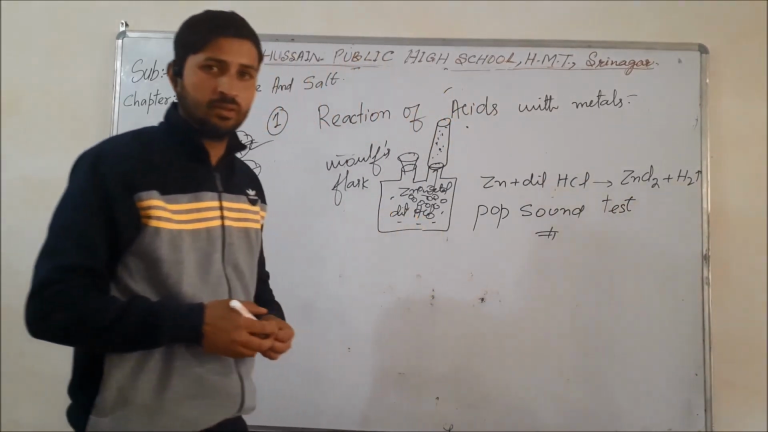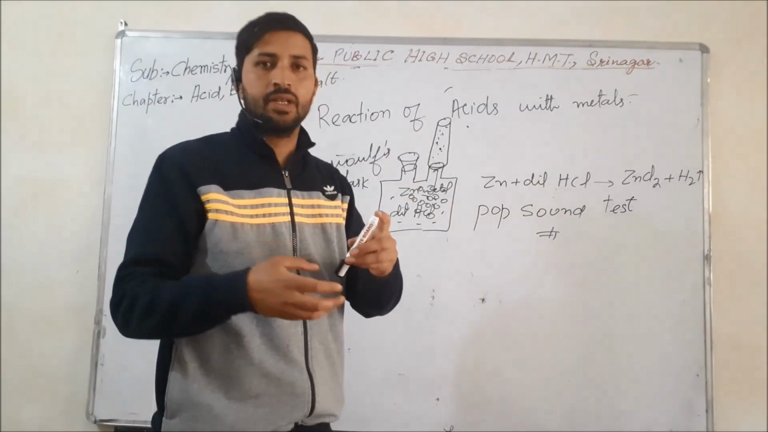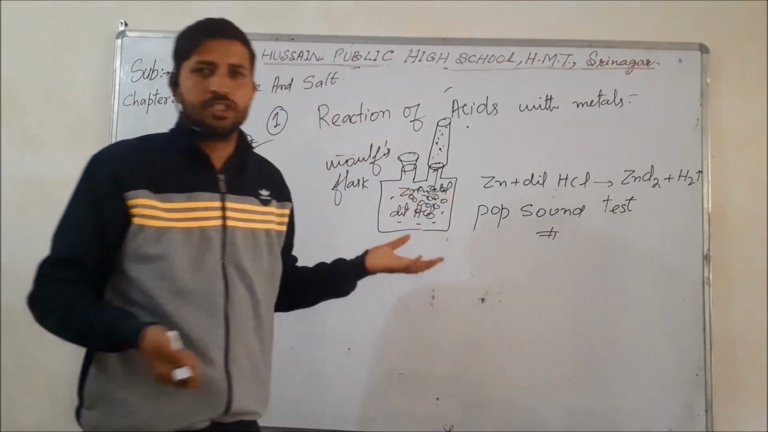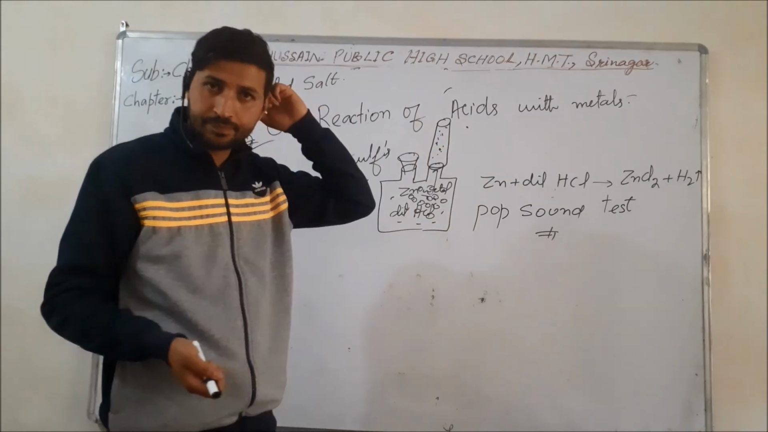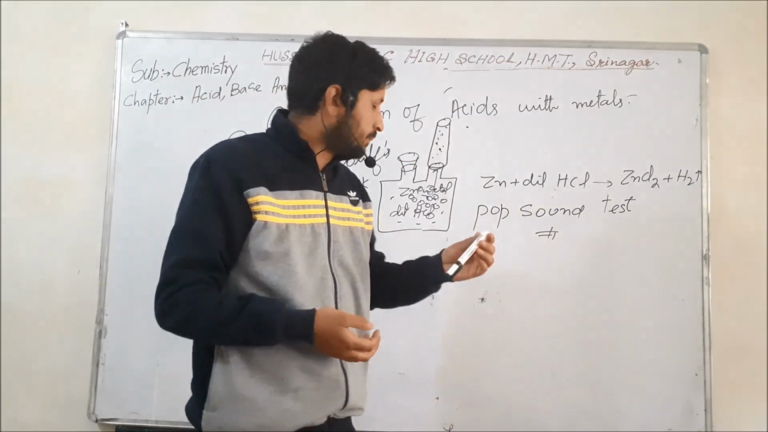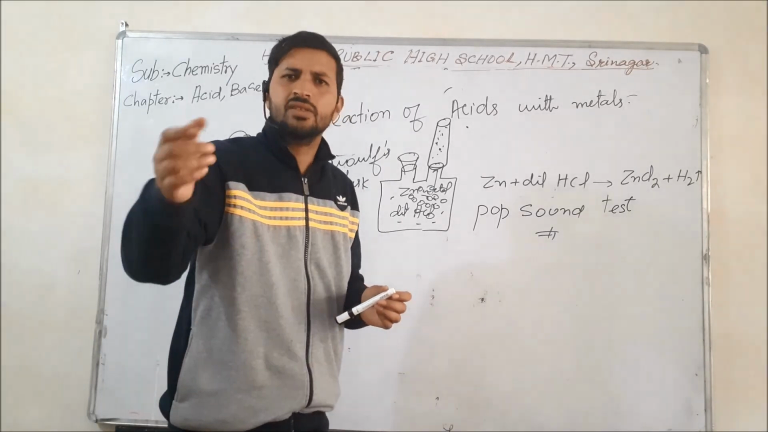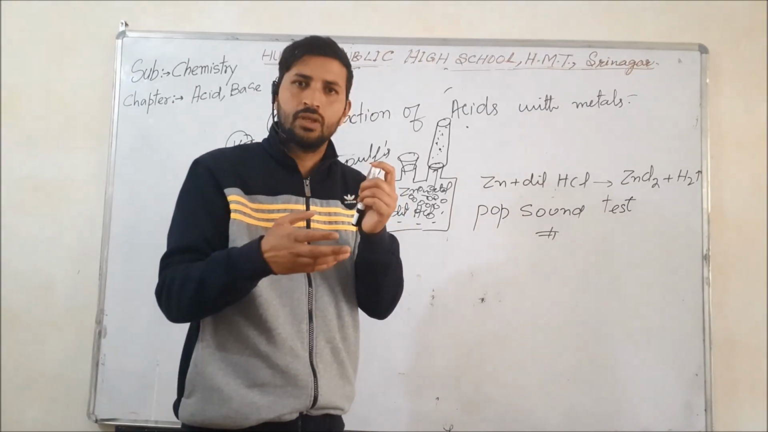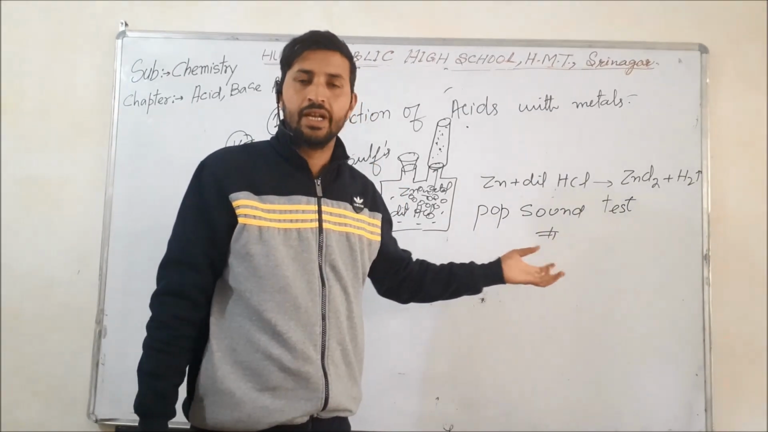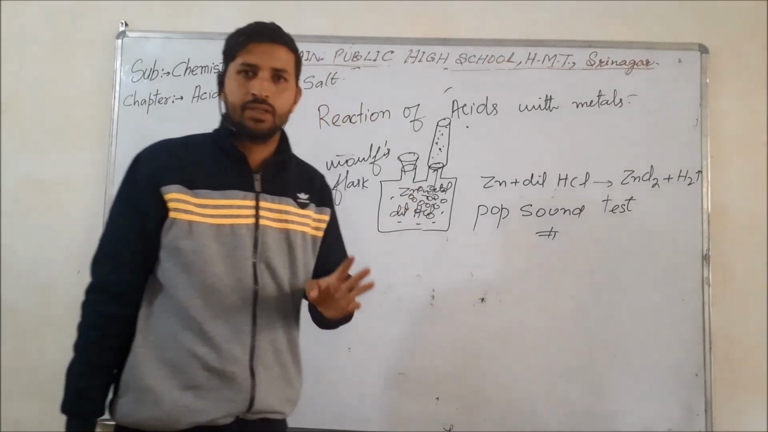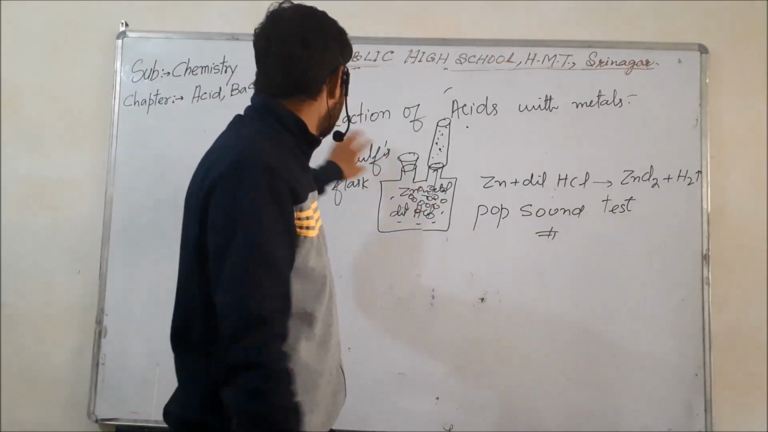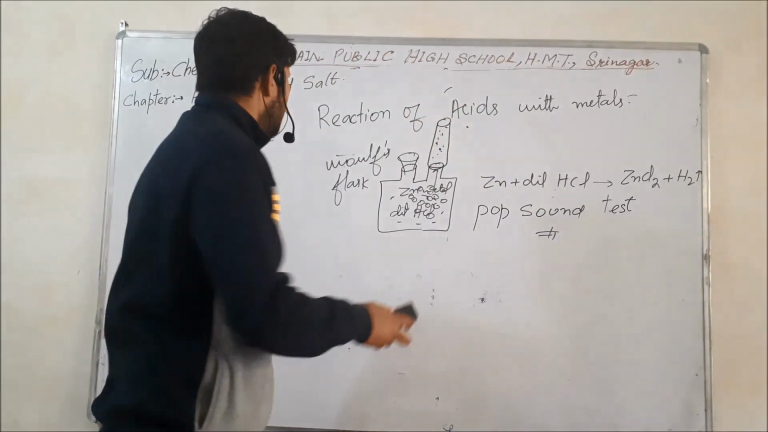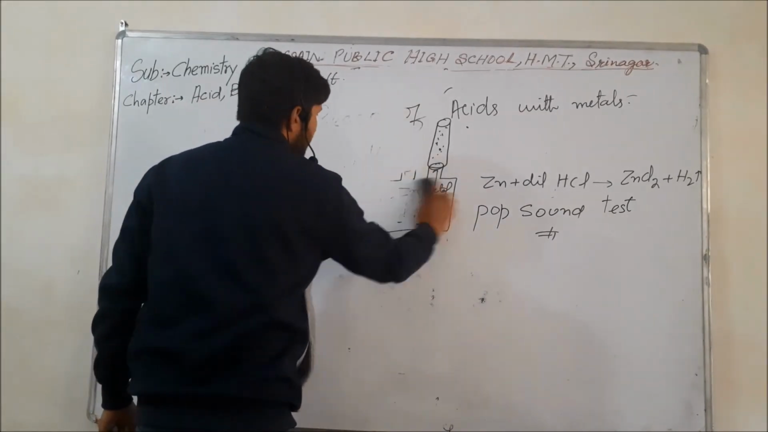What is the pop sound test? Whenever there is hydrogen in any container, whether it may be Wolf's flask itself or any other vessel, just light the matchstick or any other thing that you have near the mouth of where there is hydrogen. It will produce a sound called a pop sound, and this confirms the presence of hydrogen gas. This is one of the important reactions about the reaction of acids with metals and the production of hydrogen gas. You will do this experiment in the chemistry lab of 10th class. This is one of your experiments there.